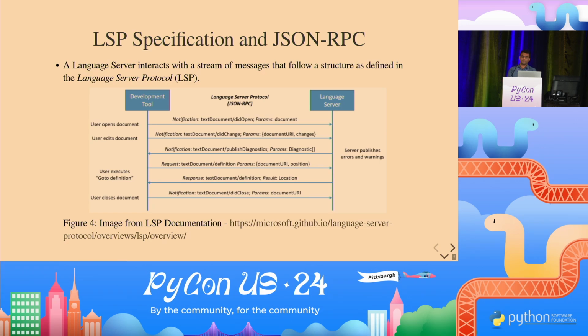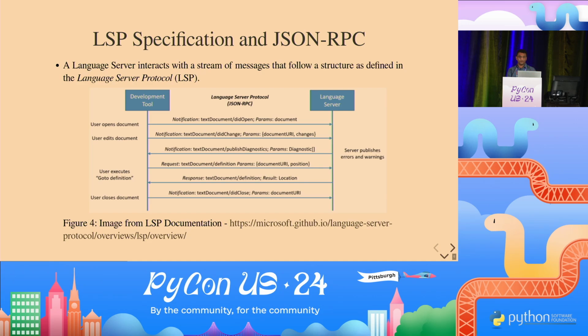It was introduced at Microsoft in 2016. It was then later made into an open standard with Red Hat and one more company. This image is taken from the specification page from Microsoft, and it shows a quick example of how this communication works. So we have a language server and a development tool, which can be any editor that you're using.